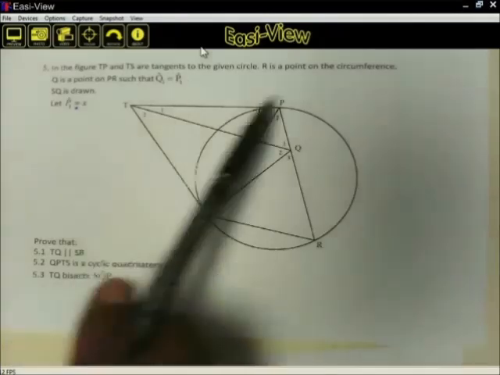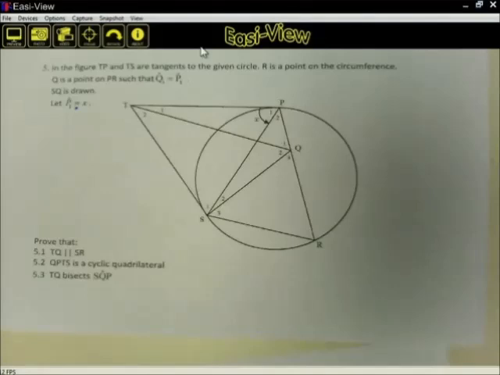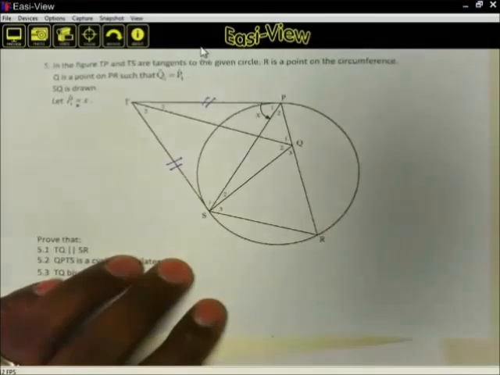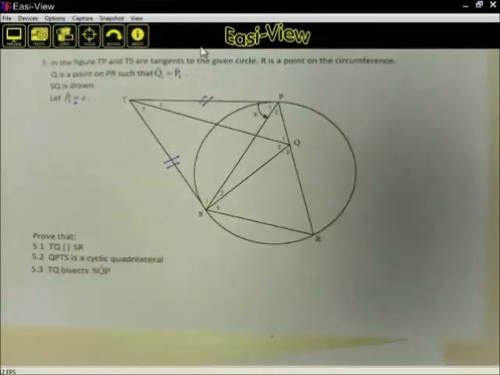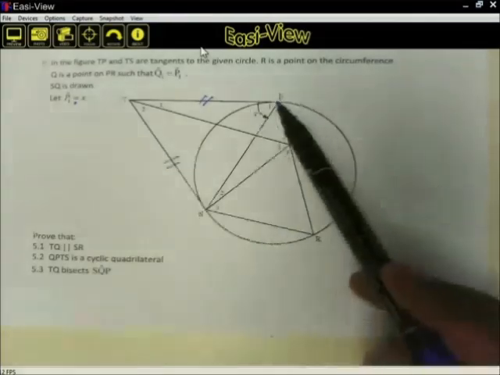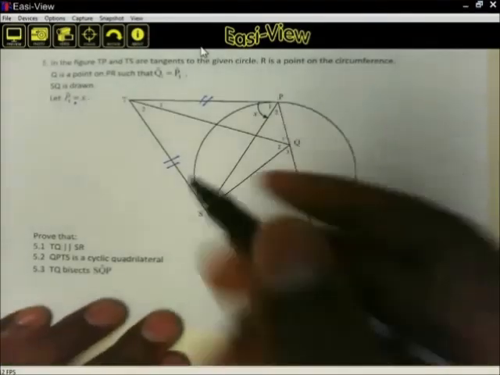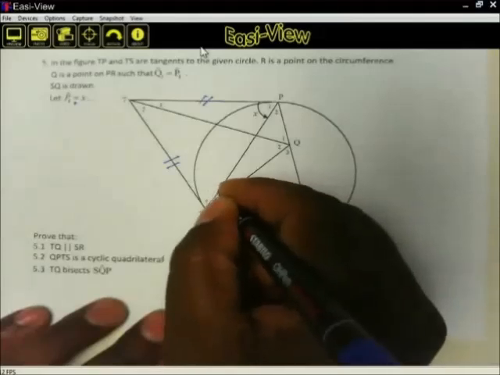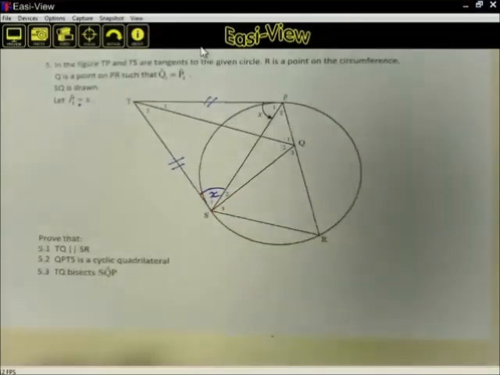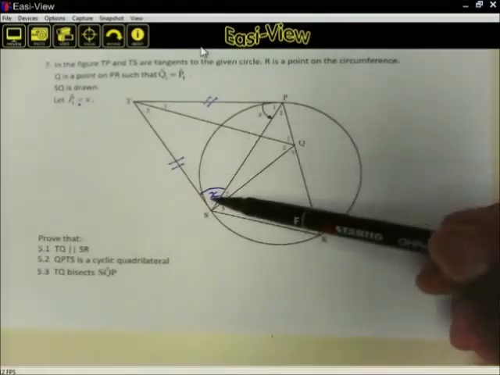Once it is given that TP and TS are tangents, indirectly, they want you to know that this side is equal to this one. TP is equal to TS. Why? Remember, tangents drawn from the same point outside the circle are equal in length. That's why we say TP is equal to TS. And then it will mean triangle PST becomes an isosceles triangle, meaning that P1 will also be equal to S1. You already mark with an X. P1 is given as X. It means S1 will also be equal to X.